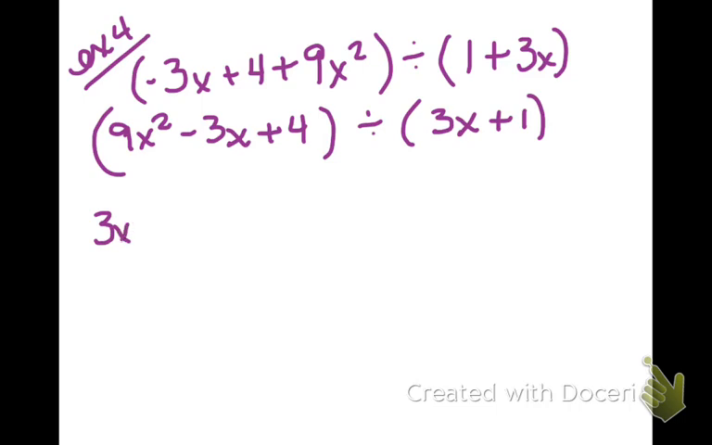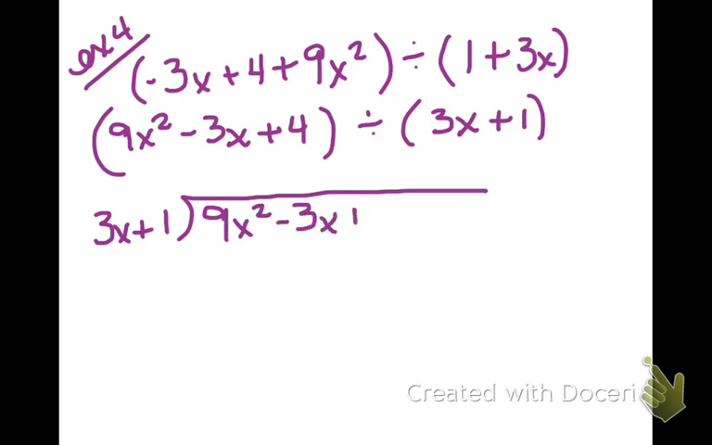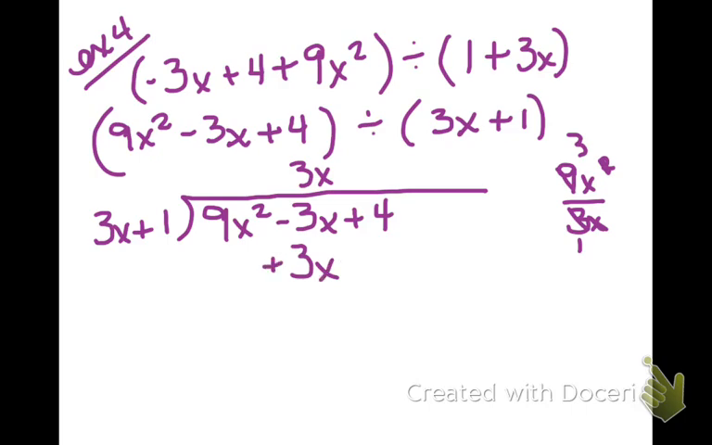So put the divisor outside and your dividend underneath. And we're going to work with the first term. 3x goes into 9x squared. So this is what we're simplifying. Okay, 3 goes into itself once and into 9 3 times. 1x will cancel with this x. So we would have 3x and put it above the like term, and it's positive. 3x times 1 is a positive 3x. 3x times 3x is a positive 9x squared.